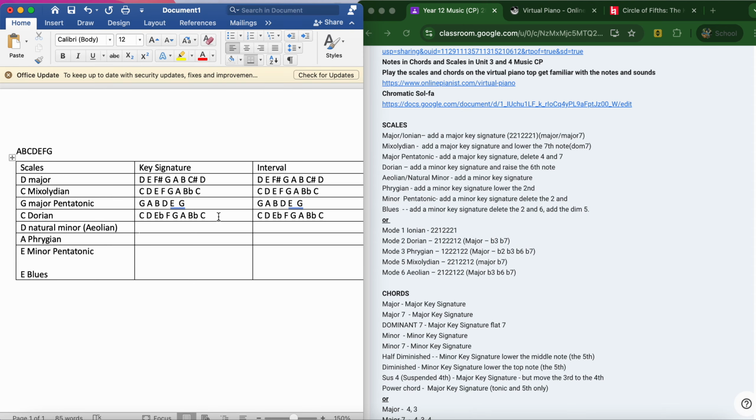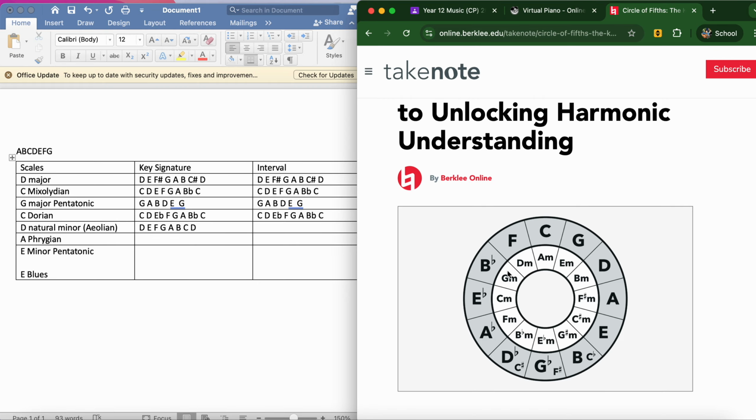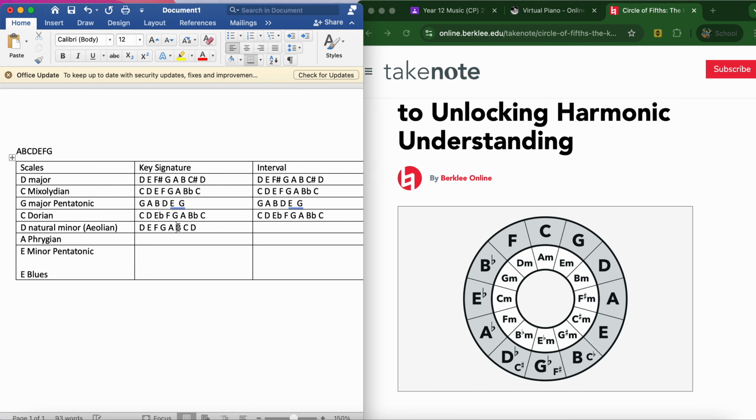Natural minor, starting from D. D, E, F, G, A, B, C, D. From here, we add a minor key signature. D minor is 1 to the left. So we add a flat.